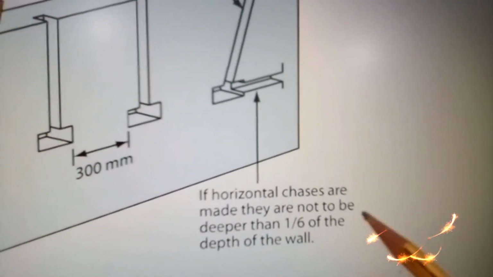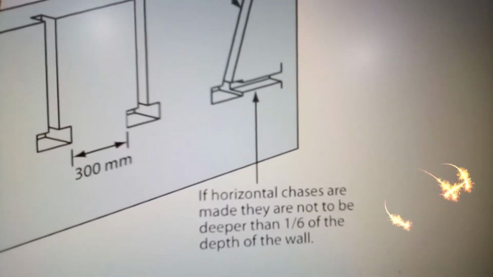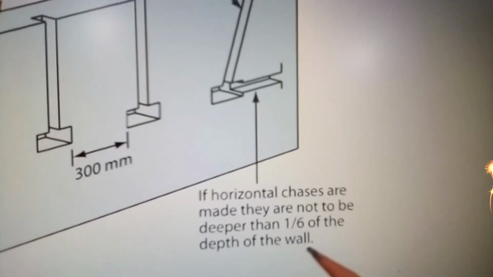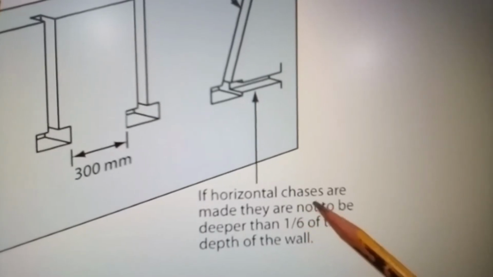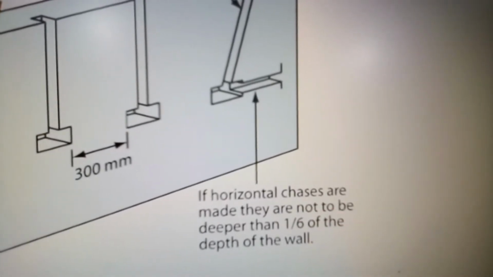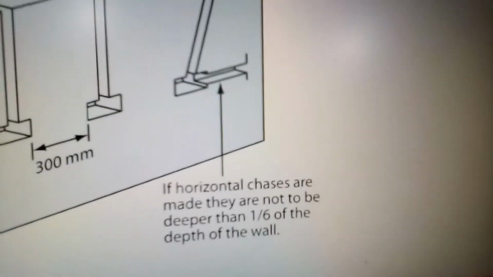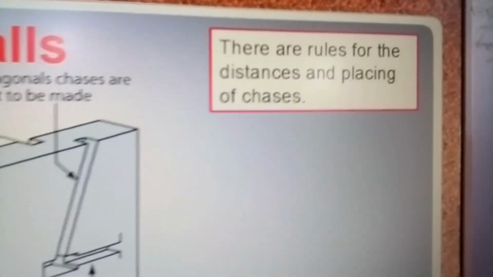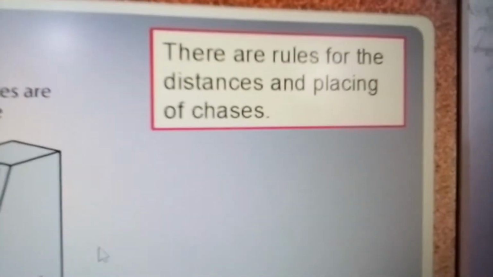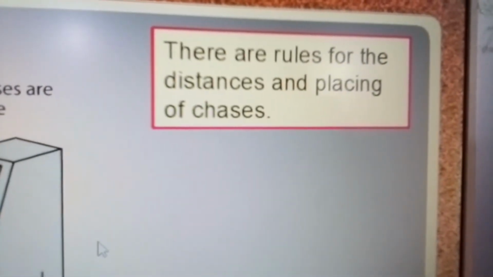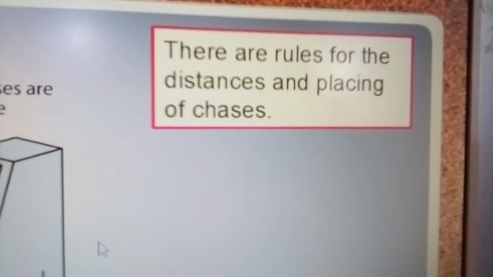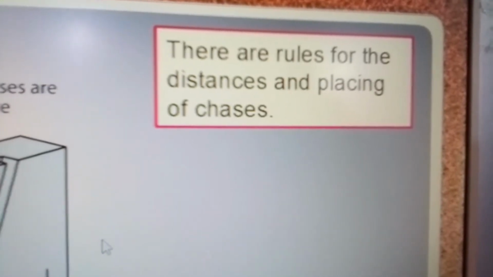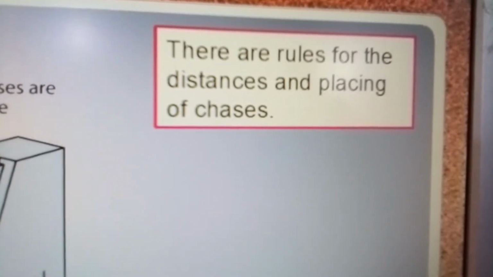Now if horizontal chases are made, they are not to be deeper than 1/6 of the depth of the wall. Okay, again here you can see that they're trying to make sure that you don't cause any excessive damage. Now these rules here are found in your IEE regs and in your on-site guide. Use them. They're there to protect you and ensure that when you leave your job and done your work, that work will stand for 100 years or more.